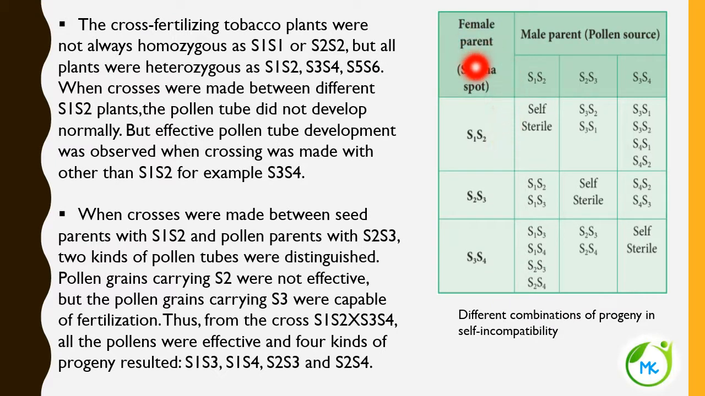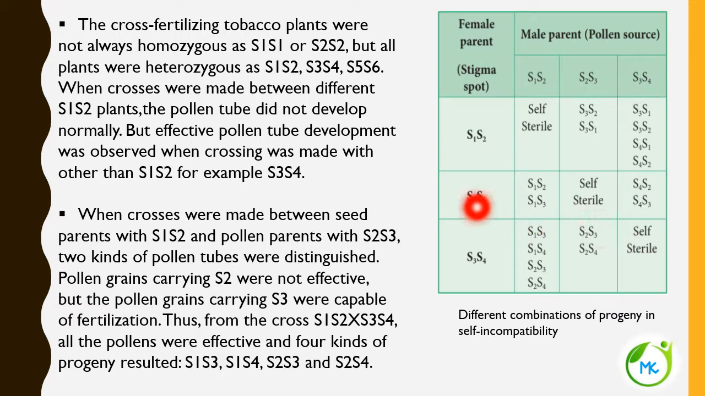And here they have given the female parent and the male parent. So when it is going to be the same, it is going to be self-sterile. So here is one example, S1 S2, here also S1 S2, self-sterile. And another example, S2 S3, here also S2 S3, self-sterile. And another example, S3 S4, here also S3 S4, it is going to be self-sterile.